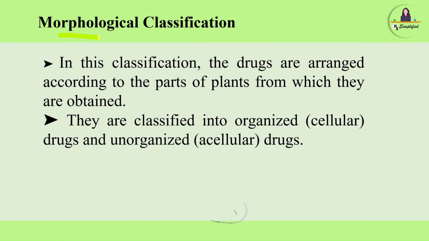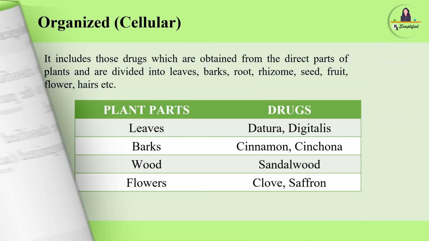Second is morphological classification. So, what is morphology? Morphology is the branch of biology that deals with the external structure of plants. In this classification, the drugs are arranged according to the parts of the plants from which they are obtained. They are classified into organized, meaning cellular drugs, and unorganized, meaning acellular drugs.